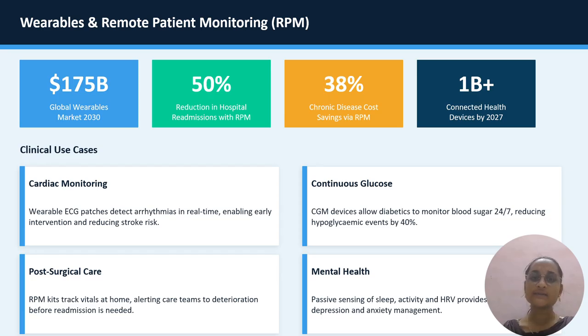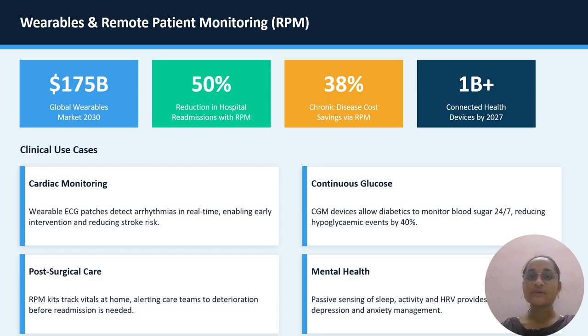Remote monitoring cuts hospital readmissions by half by catching problem early. 38% chronic disease cost saving via RPM. Managing chronic disease remotely saves 38% in cost. 1B plus connected health device by 2027. Over 1 billion health device will be connected by 2027. And then we will see the clinical use cases.